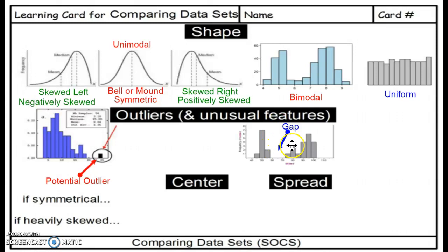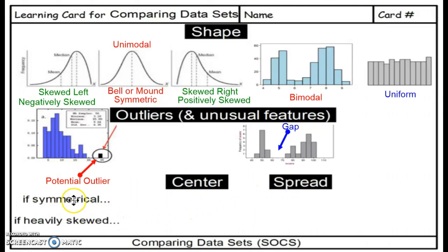Now, in addition to recognizing that there is a gap and where the gap is located, it's also important to think of the context. Why is there a gap there? If you see a question that asks you to compare or describe data and you have a gap, then you should be thinking about why that gap is located there and how you can use context to explain why it is there. Then finally, we get to center and spread.